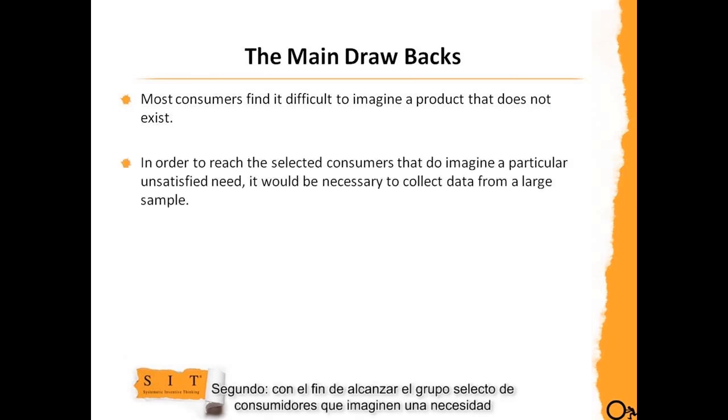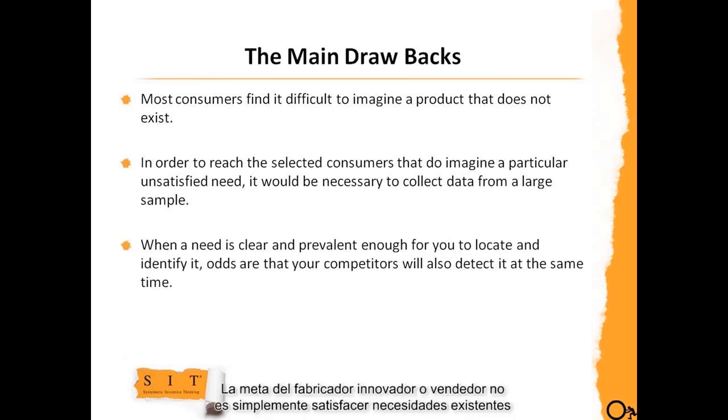Second, in order to reach the select consumers that do imagine a particular unsatisfied need, it would be necessary to collect data from an extraordinarily large sample. And even if we reach those people, there is no guarantee that they would volunteer to share their novel ideas with us. The goal of the innovative manufacturer or marketeer is not simply to satisfy existing needs, but to create and supply solutions to latent consumer needs.